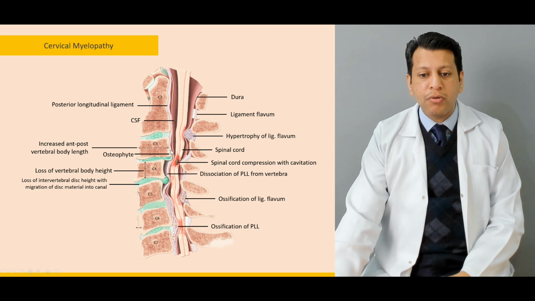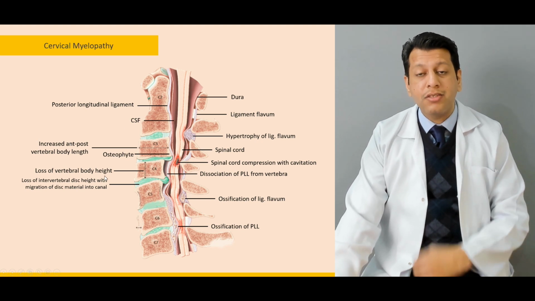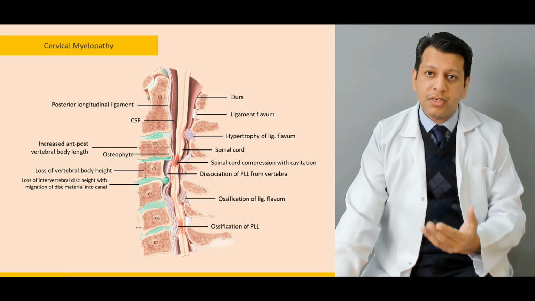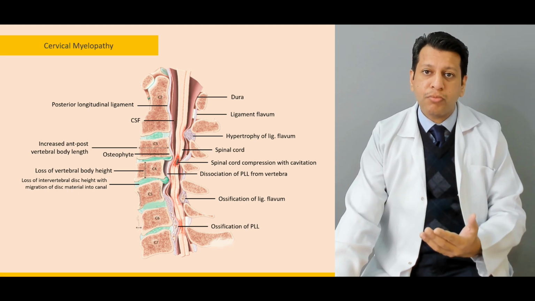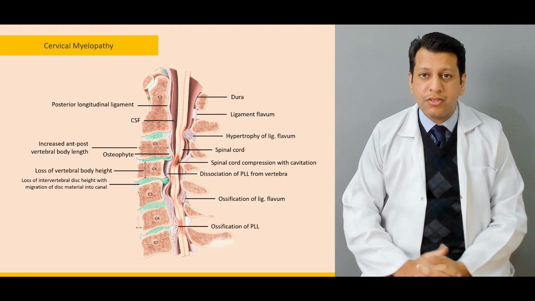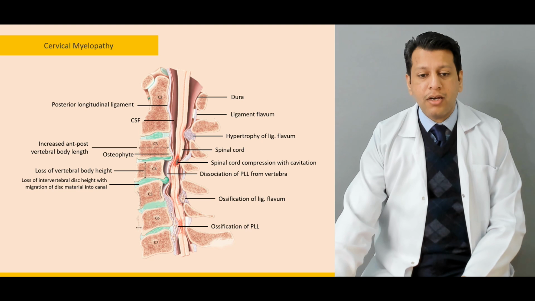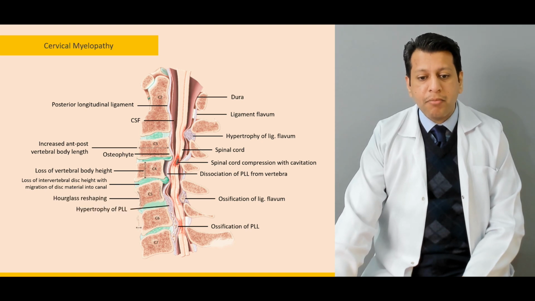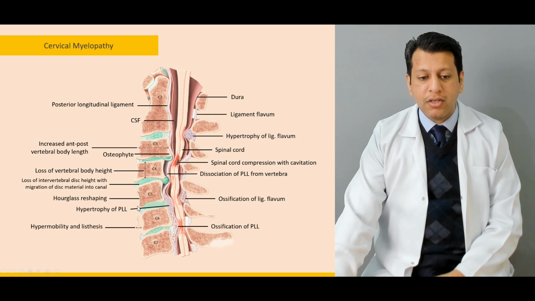As I told you, there could be osteophytes compressing over there. There could be loss of vertebral body height, and this happens usually when there is degeneration or old age, osteoporosis develops. The collapse of the vertebral body leads to decreased spinal canal volume. Or there may be other causes, as I told you, hypertrophy of the posterior longitudinal ligament, or there may be an hourglass reshaping, especially in old age. There may be hypermobility and listhesis.